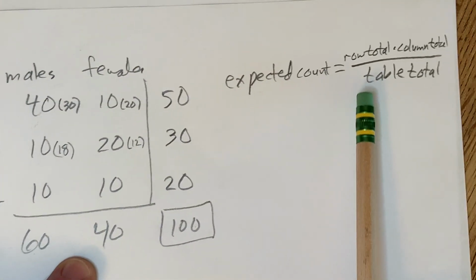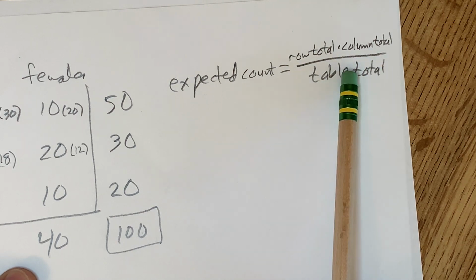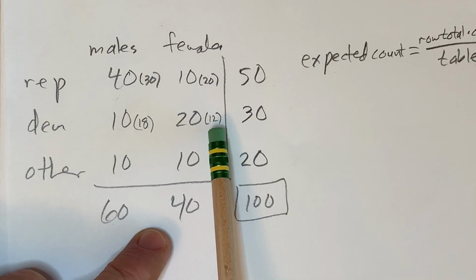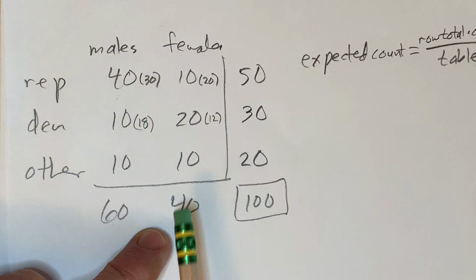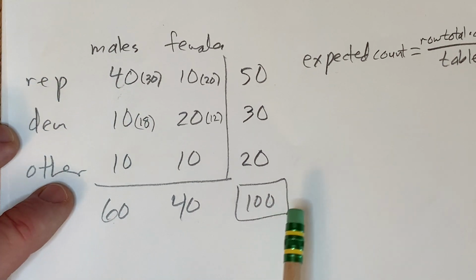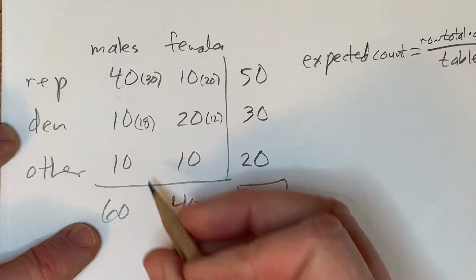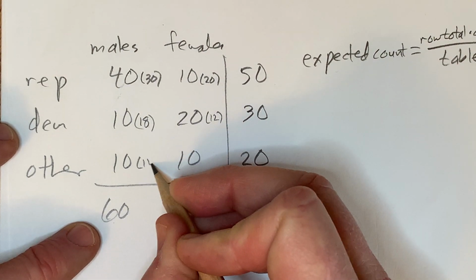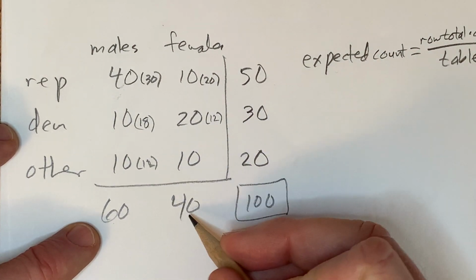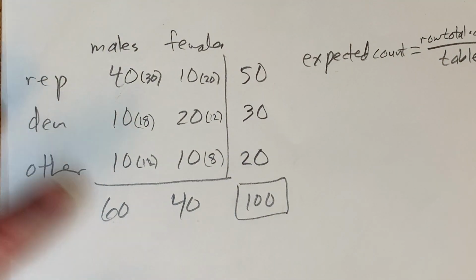Or in other words, if you use this formula, row total times column total over table total, the row total's 30, the column total's 40, and the table total's 100. So it'd be 30 times 40 over 100, which is that. And similarly with the others, we're expecting 20% of each of those. 20% of 60 is going to be 12, and 20% of 40 is going to be 8. So those are our expected values.